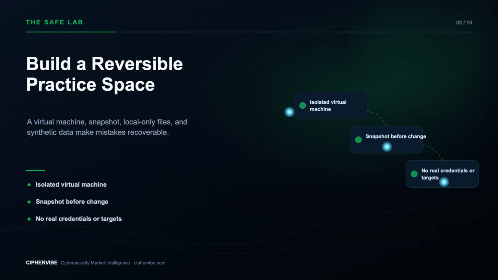The snapshot is not a replacement for backups or change control in real operations. It is a learning safety rail. In a real environment, use approved maintenance processes, tested backups, and written authorization. In the lab, the goal is to understand the decision before you automate it.